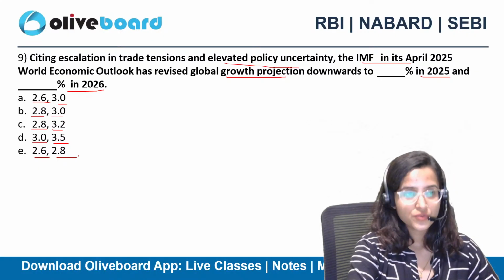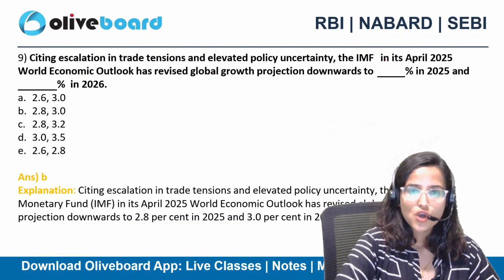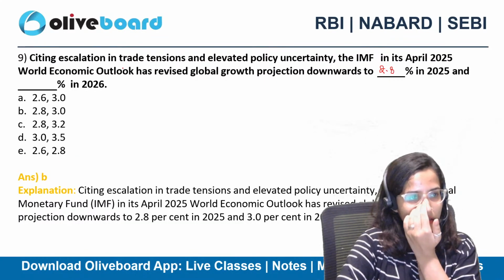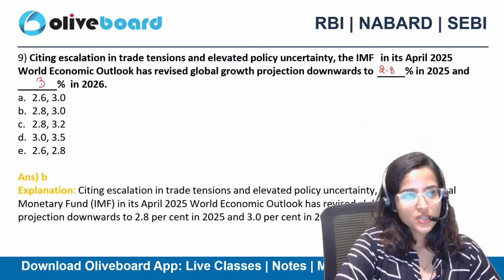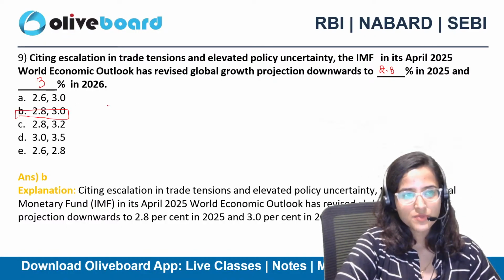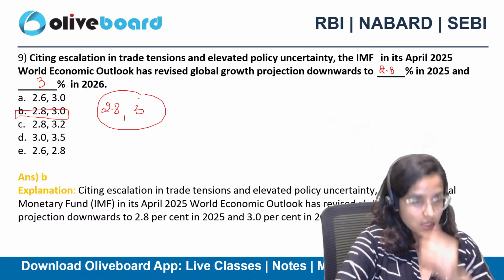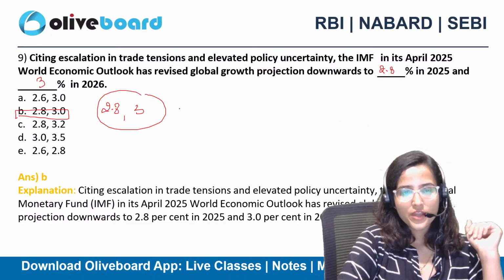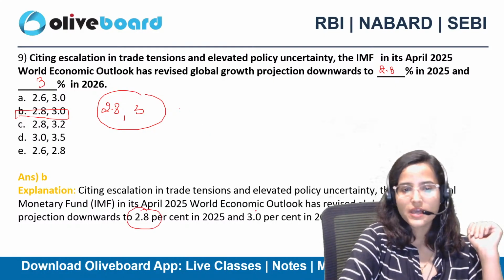So the answer to this question is B. It is downwards to 2.8% in 25 and 3% in 2026. Your answer is B, 2.8, 3. So those who give me B as the answer are correct. Only Abhigyan has given me B as the answer, right? So very good, Abhigyan. It is 2.8 and 3%.